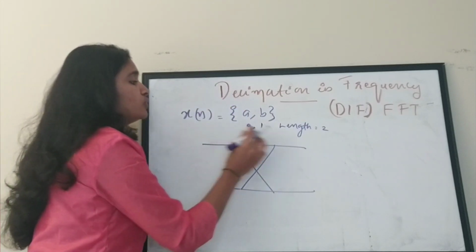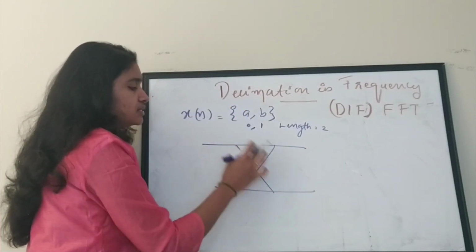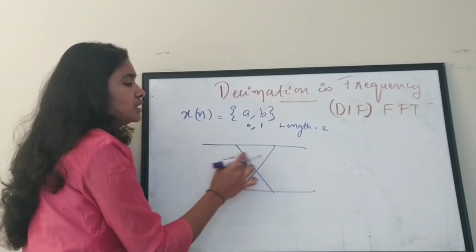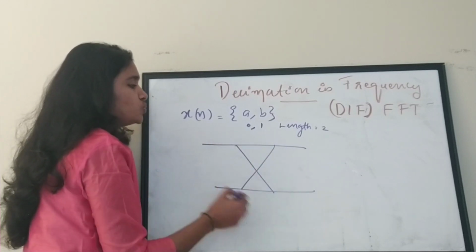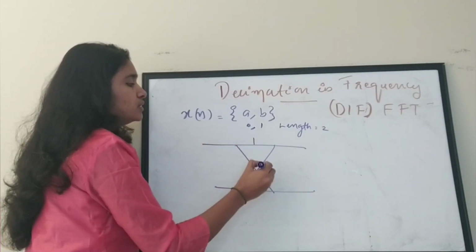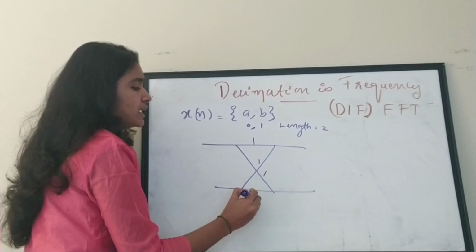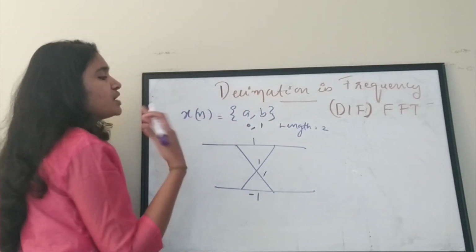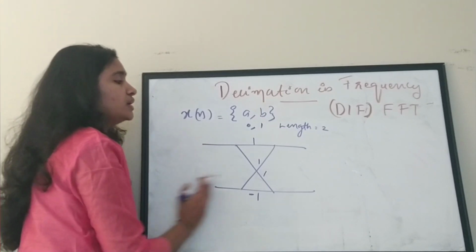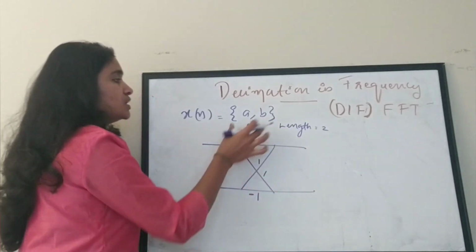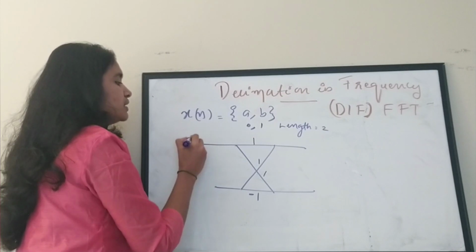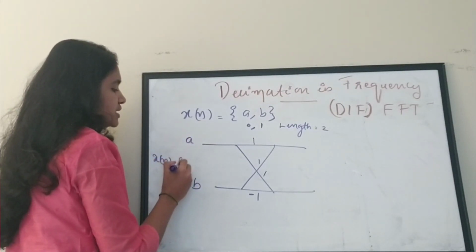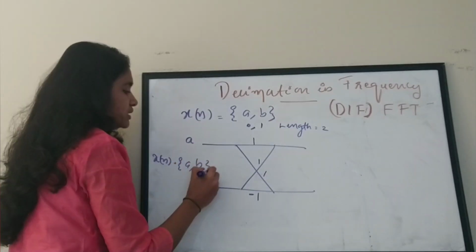Now, for each of these branches, I said there are 4 branches. This is one, and these 2 are the other 2. There are branch weights for these butterflies: 1, 1, 1, and for the lower one it is -1. Now you apply the input on this side and you will get the output on this side. So your inputs are a and b from your x of n, which is the set a comma b.